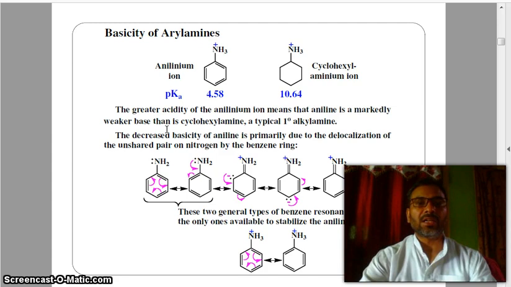contributes in this regard. The decreased basicity of aniline is primarily due to the delocalization of the unshared pair of electrons by the benzene ring. You look at here, this is the aniline, and now you see this lone pair of electrons is taking part in the resonance. So these two general types of benzene resonance forms are the only ones available to stabilize the anilinium ion. You see, this is the anilinium ion.